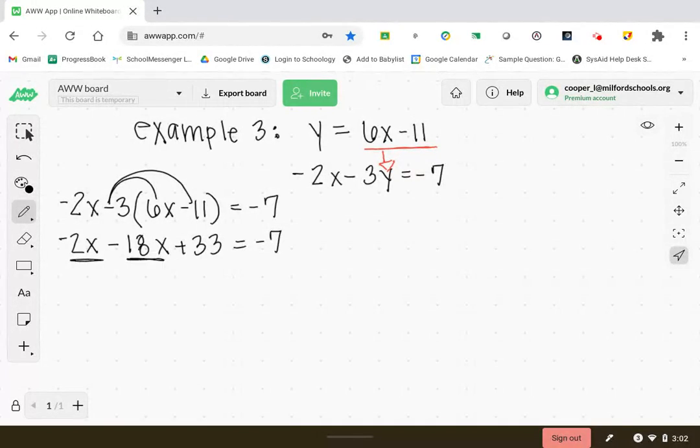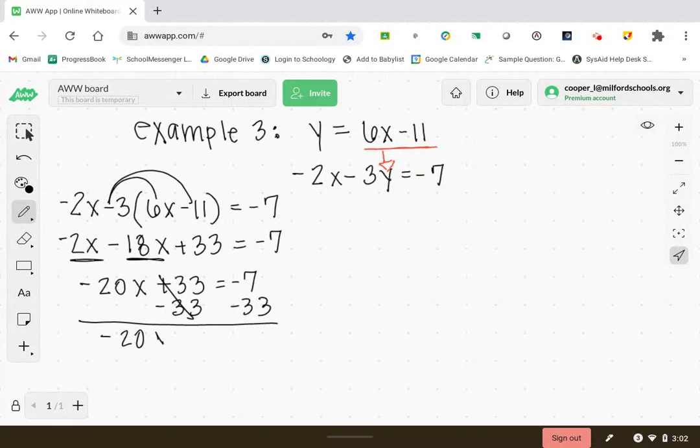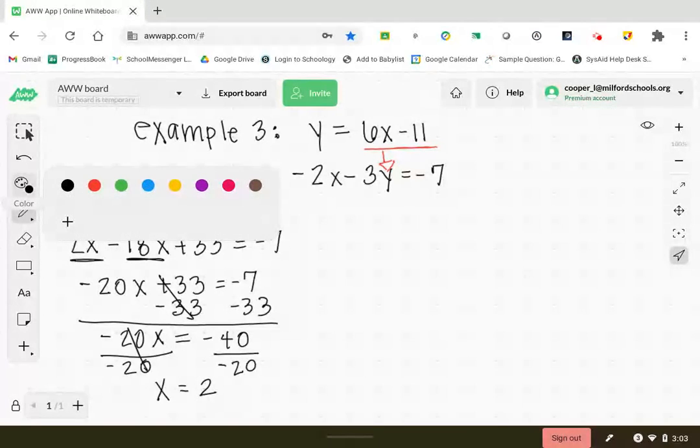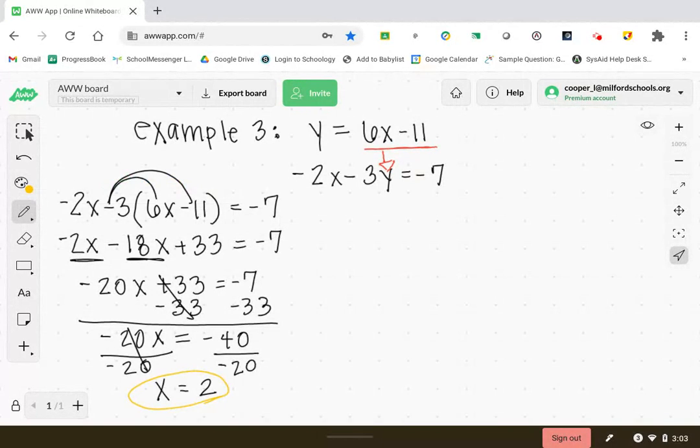Again, I'm going to go ahead and combine like terms here. So this should give me negative 20x plus 33 equals negative 7. Subtract 33. I get negative 20x equals negative 40. Divide by negative 20. x equals 2. So I'm almost there.